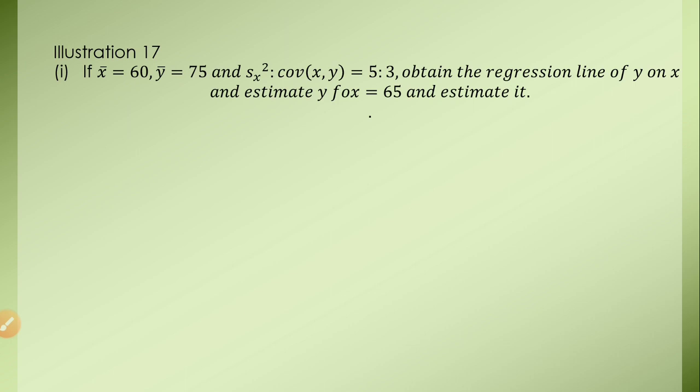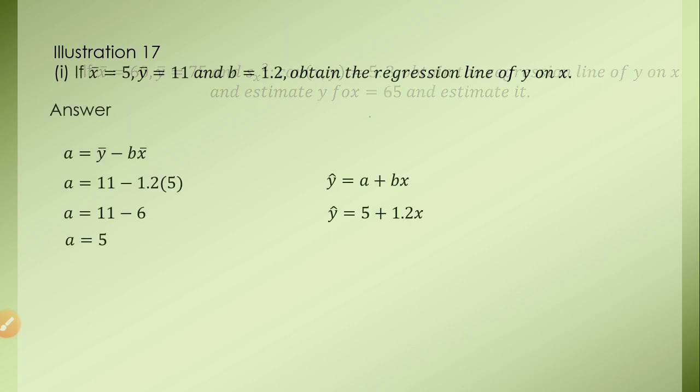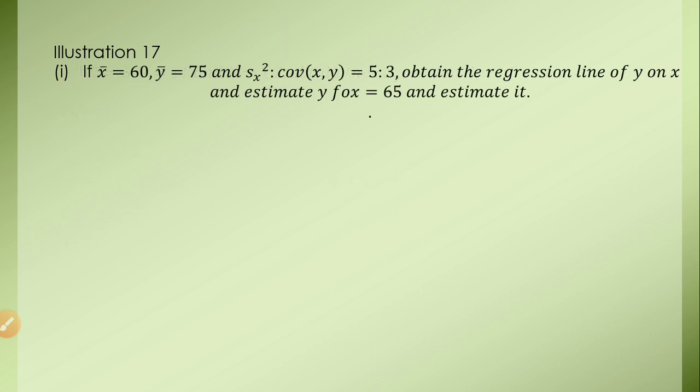Okay, next illustration number 17. This was 17.1 and this is 17.2. If x bar is 60, y bar is 75 and Sx square to covariance xy is 5 is to 3, obtain the regression line y on x and estimate y for x equal to 65. Now see, x bar and y bar are given and some ratio is given between Sx square and covariance xy.